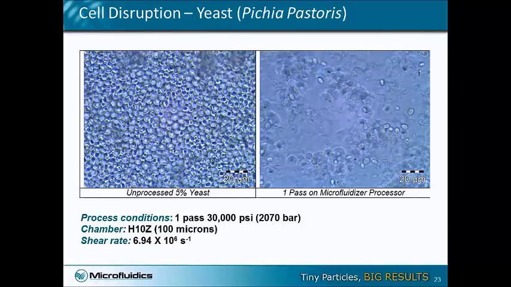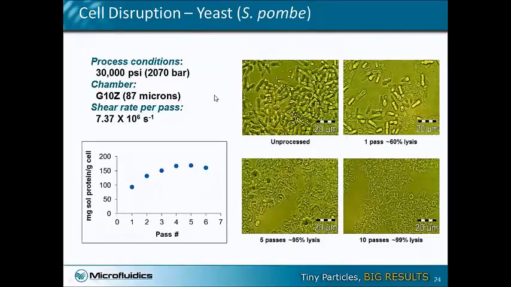This is a different type of yeast cell that was ruptured. This was done at 30,000 psi with our highest shear rate chamber, the G10Z, which gives the highest amount of shear rate. And you can see in this case, the microscope picture indicates we have to use up to 5 passes to achieve roughly 90 to 95% of the lysis rate, and at 10 passes, almost all the cells were broken.